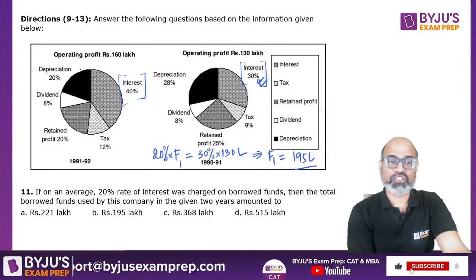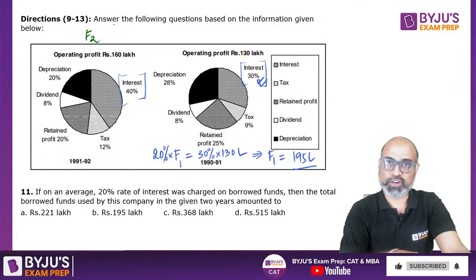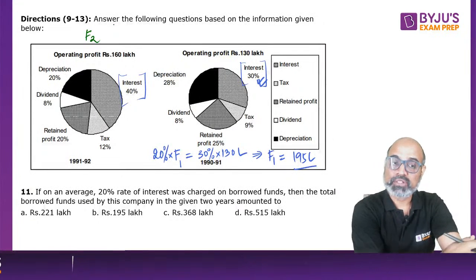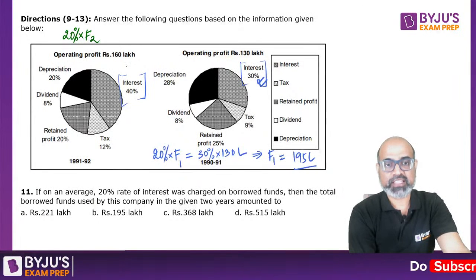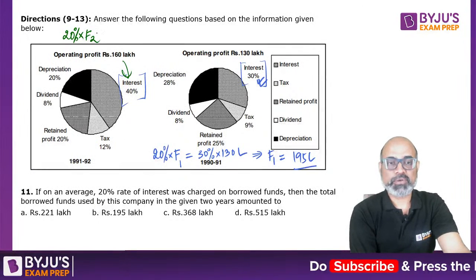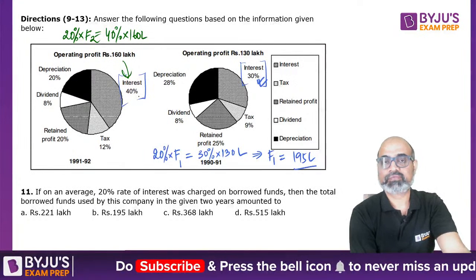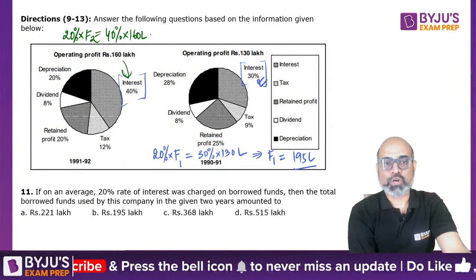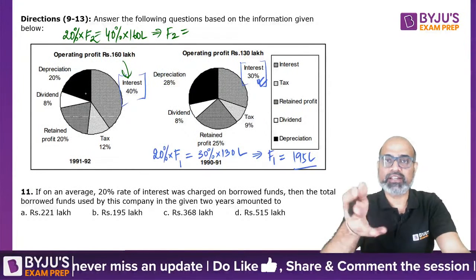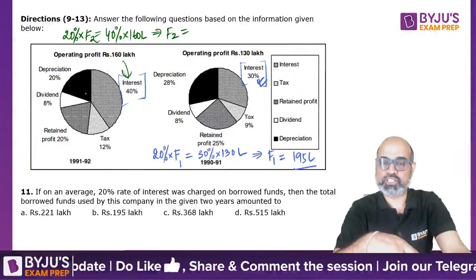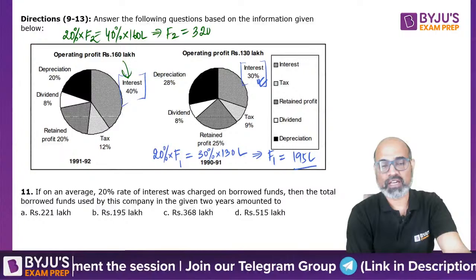Using the same logic, suppose I say F2 is the borrowed fund for the year 91-92. Its 20% is 40% of 160 lakh. So what will be F2? 40% by 20% is 2. So it's 2 times 160 lakh, which is going to be 320 lakh.